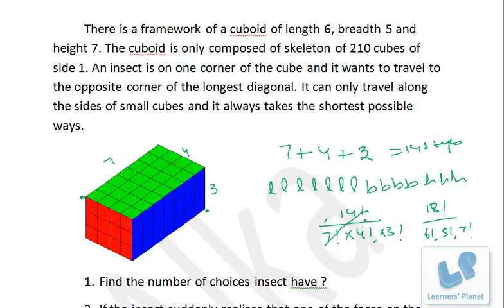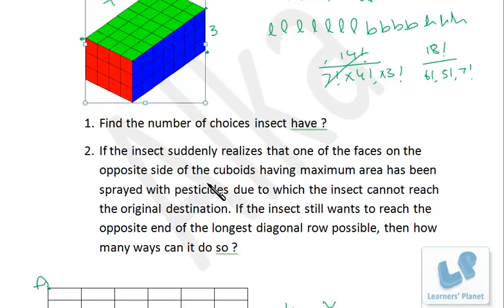In the previous case, the insect had to reach from this point to this point, right? So that is 7 horizontal and 4 vertical. In this case, it has to cross 3 more steps. That is the only difference. Otherwise, the procedure will remain the same. Okay, I hope you are getting it. So the first question, find the number of choices the insect has, that we have found out: 18 factorial by 6, 5 and 7 factorial.